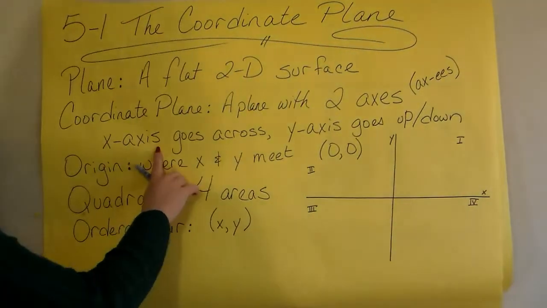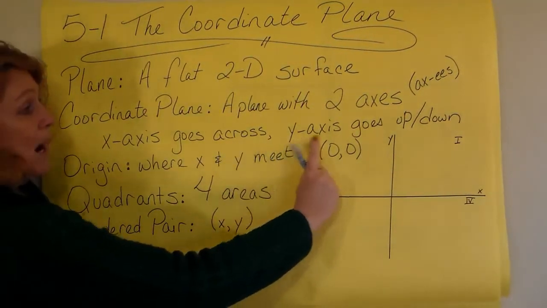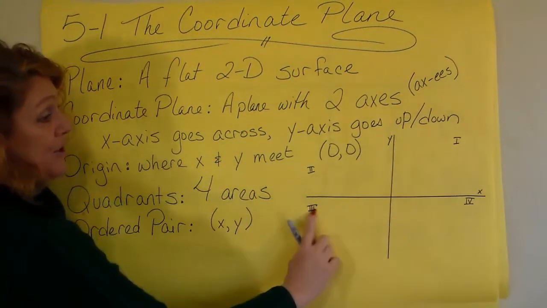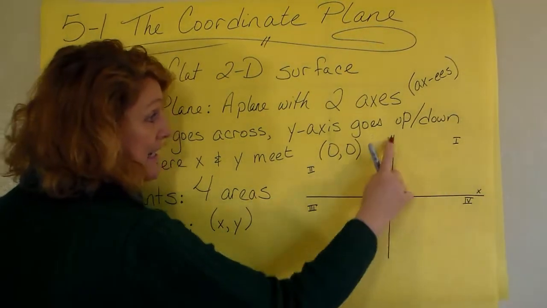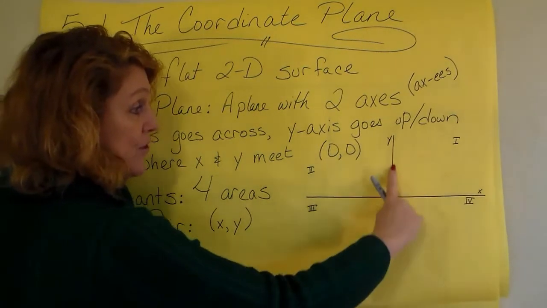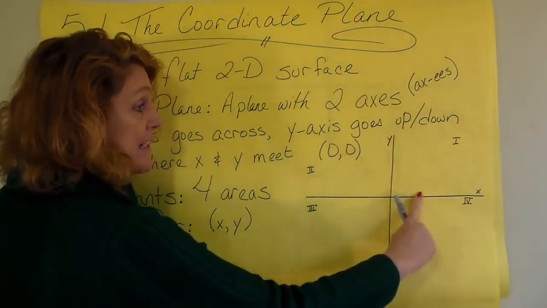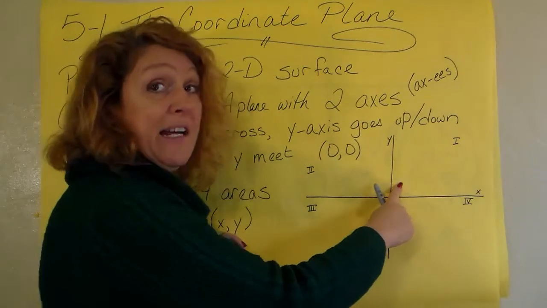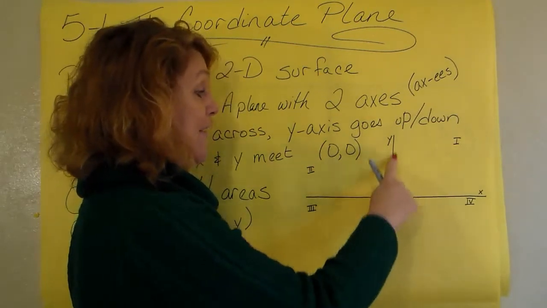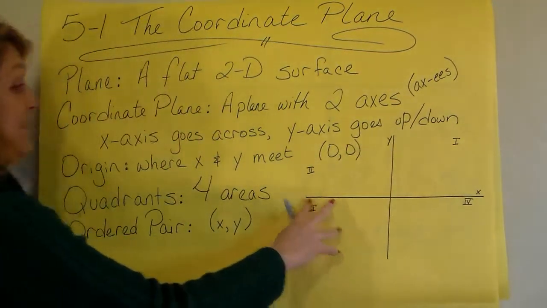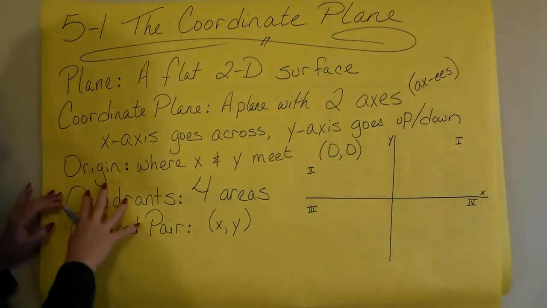So, we have an x-axis and that goes across. We have a y-axis and that goes up and down. So here is our x-axis and here is our y-axis. Now usually you just have this section, but now that we have negative numbers, we can go negative in both directions. And that gives us a much wider coordinate plane.